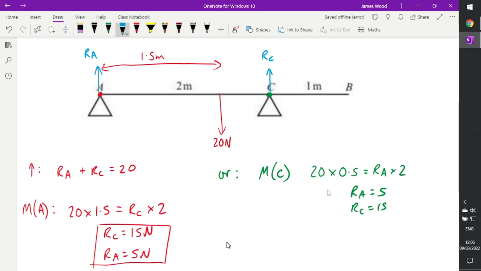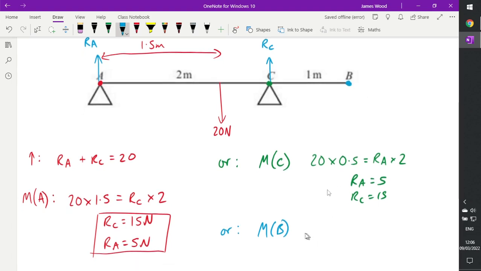Let's see if we can come up with another one. In theory, you can take moments about any point along this plank, and you would still be able to solve it. If we did moments about B, at the far end of the plank, here, then we could do that as well.